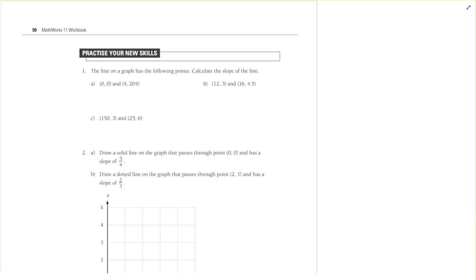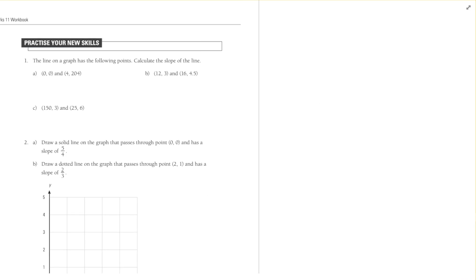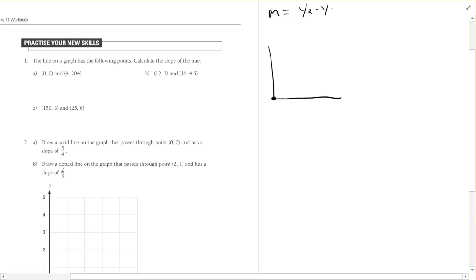Okay, now it says the line of the graph has these points. If you wanted to, you could just sketch it out, or you could use your formula, m is equal to y2 minus y1 over x2 minus x1. Or you could just sketch it out and see what you're dealing with. So the first point here is at 0, 0, and then up here it's going to be at 4, 204.